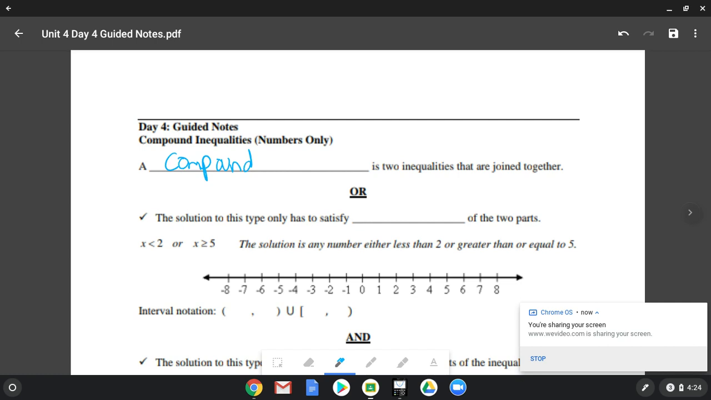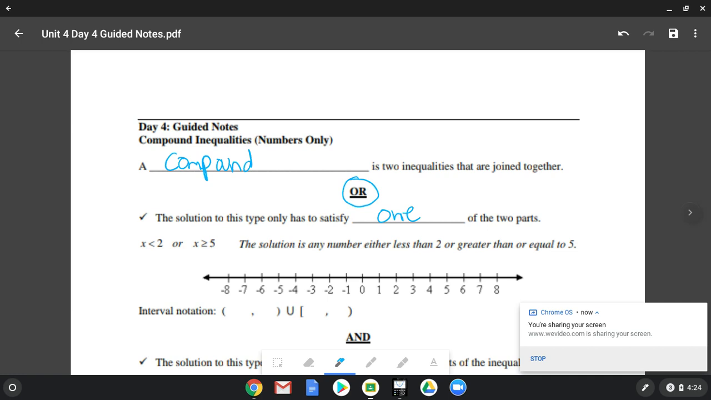Yesterday, I think we just did single inequalities. Now we're going to do two inequalities in one. So the solution for an OR, so we're talking about this type, okay? The solution of this type only has to satisfy one of the two parts. So if we look at this example here, it says x is less than 2.